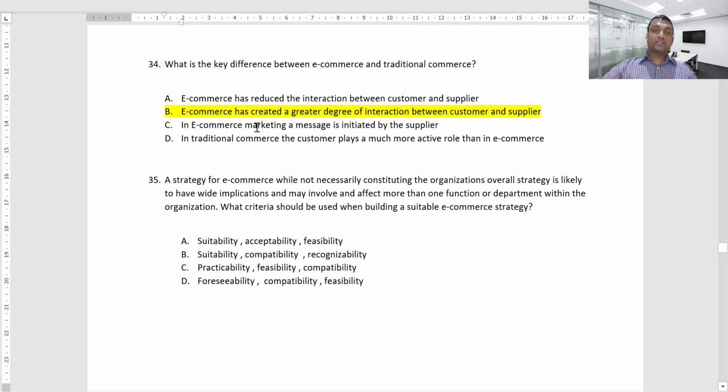"In e-commerce marketing, a message is initiated by the supplier." So this is also a message initiated by the supplier. This is also correct, but this is not the difference between e-commerce and traditional commerce. "In traditional commerce, the customer plays a much more active role than in e-commerce." No, it is totally the opposite of what we discussed. So the difference, if you look at the difference between these two, is that customer interaction is high, right? Okay. So question number 34, the answer is B.